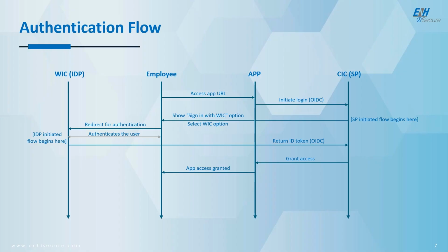Acting as the OpenID provider, WIC Okta authenticates the employee. Upon successful verification, WIC Okta issues an ID token and redirects the user back to the CIC Okta. The ID token contains claims about the authenticated user, including identity and profile attributes. CIC Okta validates the token to confirm its authenticity and verify that the user is authorized to access the application. Once validated, CIC Okta grants access to the CIC app and the employee is able to use the application.